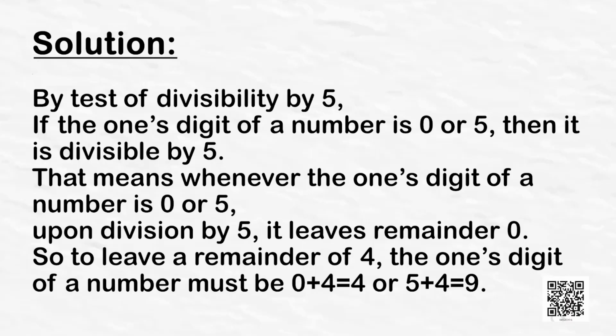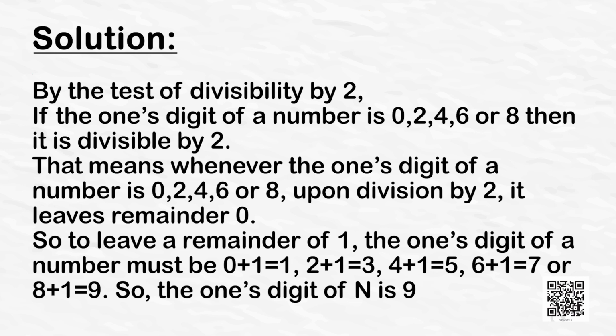So, by the test of divisibility by 5, we have, if the ones digit of a number is 0 or 5, then it is divisible by 5. That means, whenever the ones digit of a number is 0 or 5, upon division by 5, it leaves the remainder 0. So, to leave a remainder of 4, the ones digit of a number must be 0 plus 4 is equal to 4 or 5 plus 4 is equal to 9.